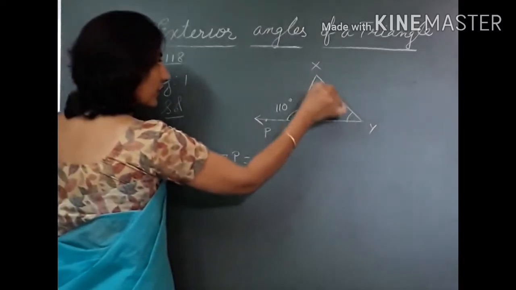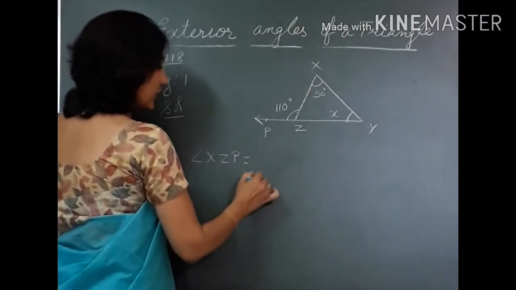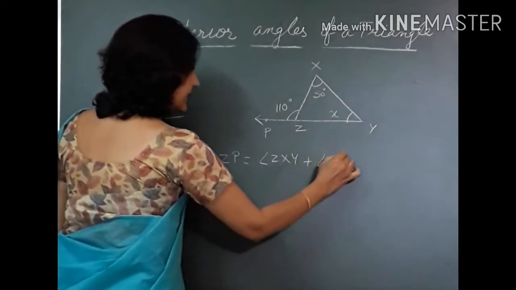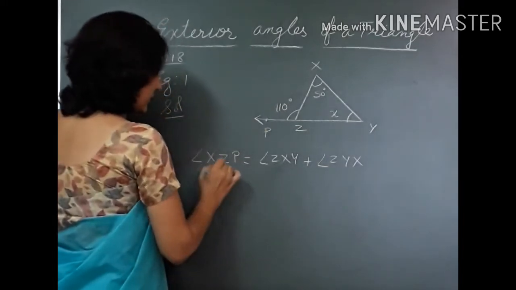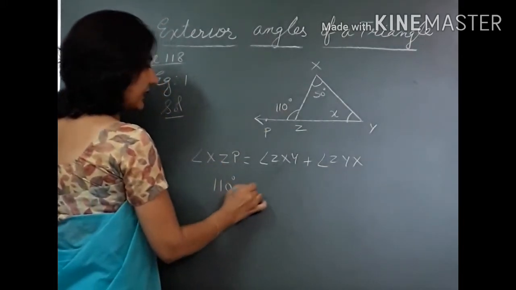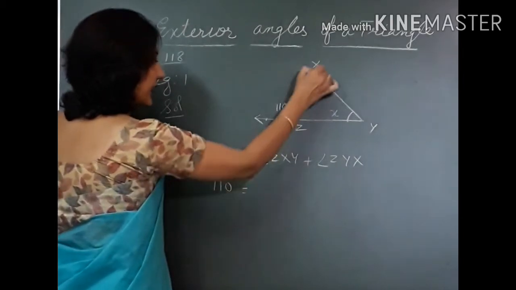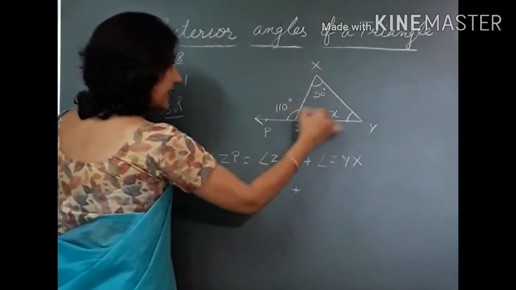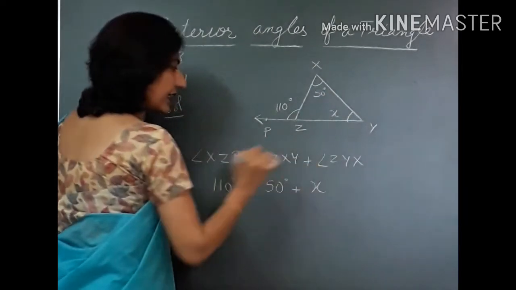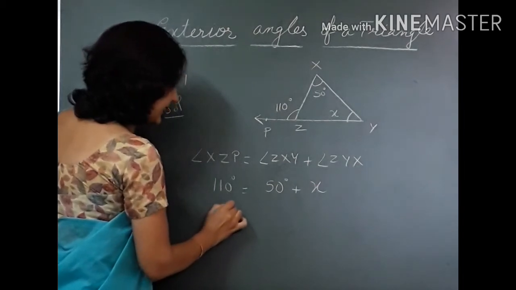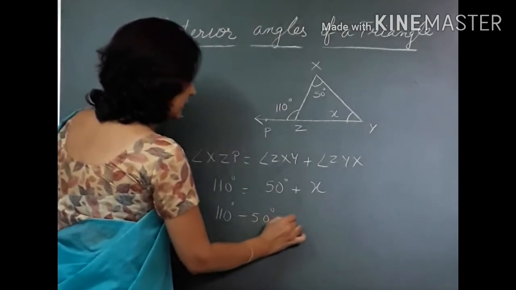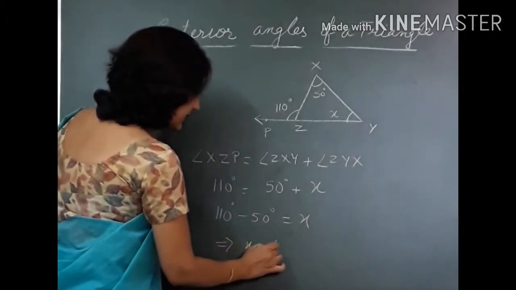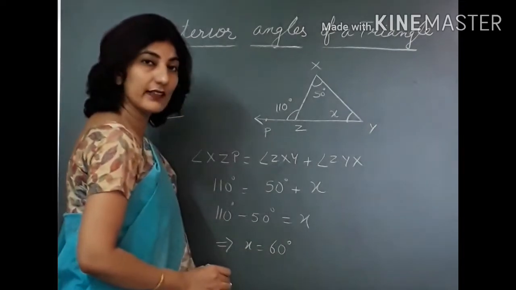This will be equal to the sum of interior opposite angles, that is equal to angle ZXY plus angle ZYX. So put here the values. This is 110. Angle ZXY, this is 50 degrees, plus angle ZYX, this is x. We have given x here. So 110 degrees minus 50 degrees is equal to x. I have transposed this to the left hand side. This implies the value of x will be 60 degrees. So this way you can find the angle.